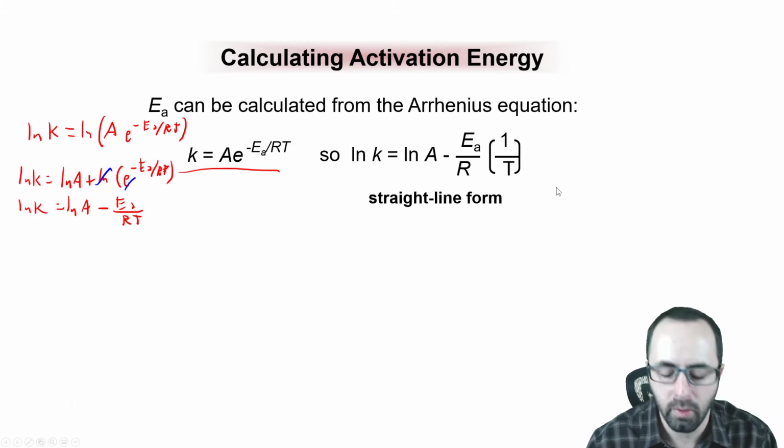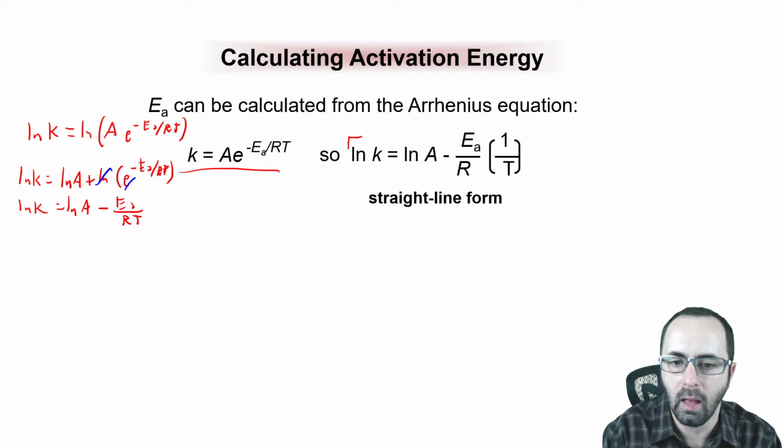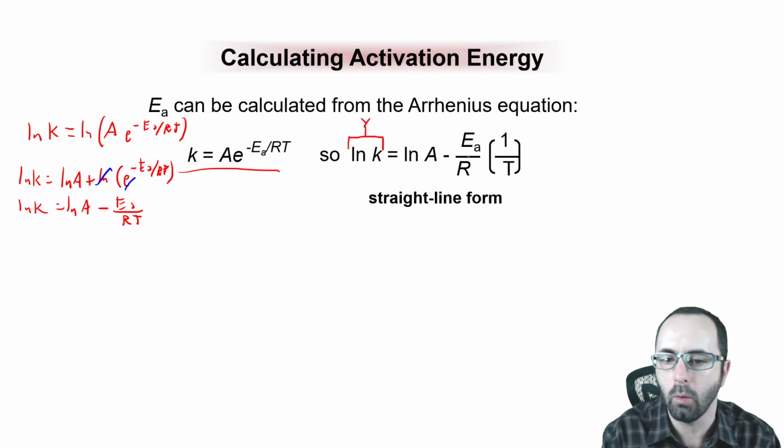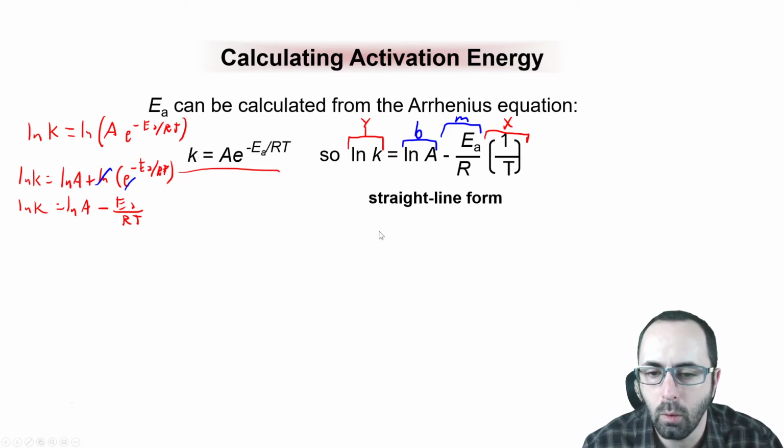And so this is an equation in the form of y equals mx plus b. Natural log of K is graphed on the y-axis, and 1 over T is graphed on the x-axis. And then the slope will be negative EA over R, and the natural log of A will be b here. And so this is the straight line form of the Arrhenius equation. And it's in the y equals mx plus b form.